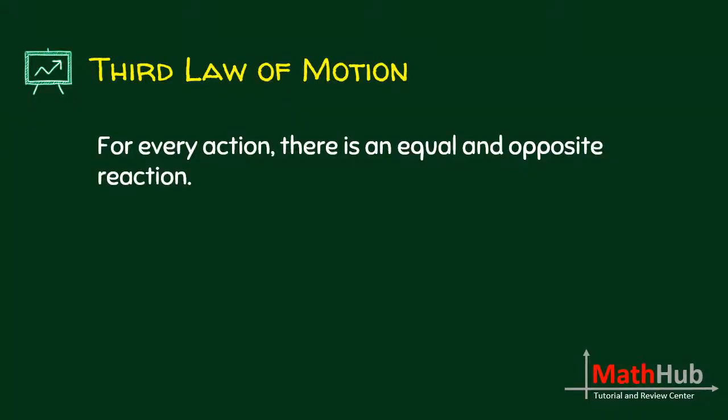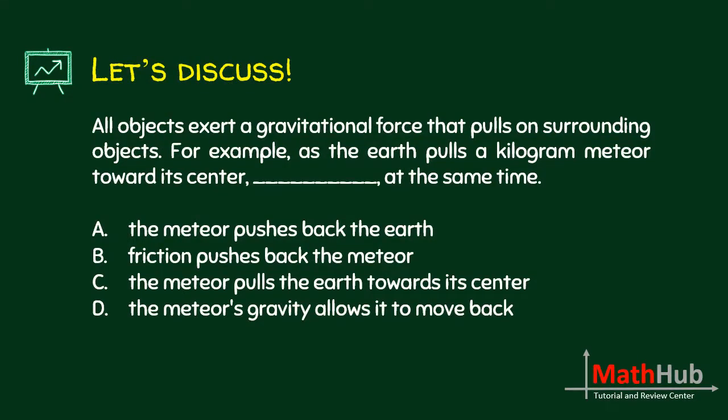We are now on the last law of motion, your third law of motion, and that is simply saying that for every action, there is an equal and opposite reaction. For example, all objects exert a gravitational force that pulls on the surrounding objects. For example, as the Earth pulls a kilogram meteor towards its center, what do you think will happen?